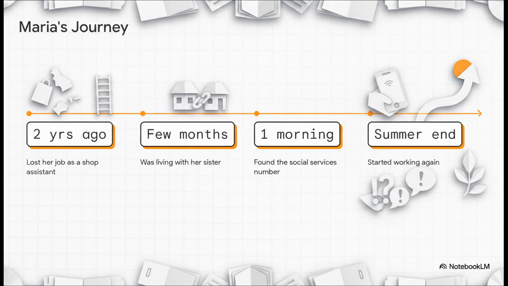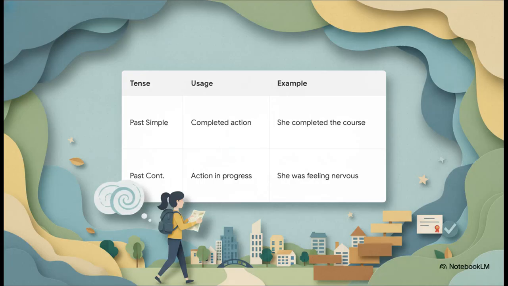2 years ago, she lost her job. For a few months, she was living with her sister. Notice how those distinct milestones demand different language structures to tell her story accurately? Like I said, grammar isn't just theory here, it's a super practical tool.